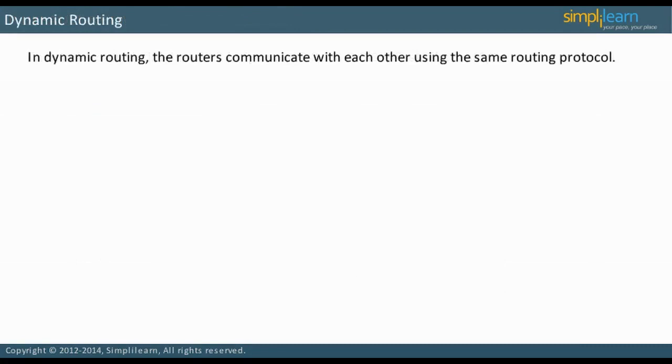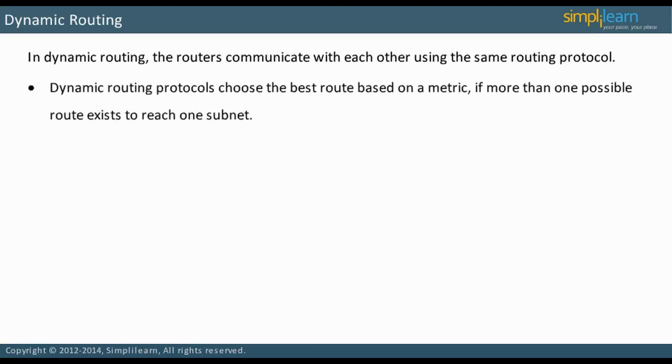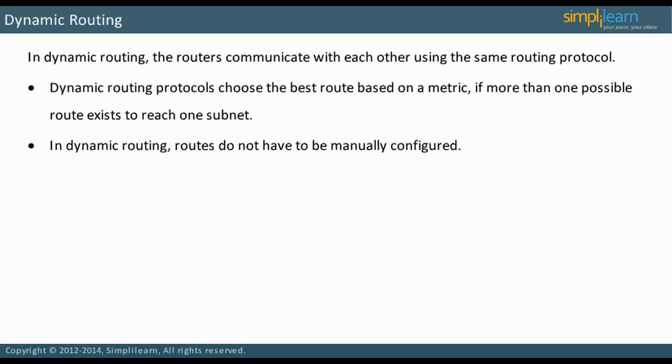Let us discuss dynamic routing in the next slide. In dynamic routing, routers learn about routes from neighboring routers. The routers communicate with each other using the same routing protocol. They update each other with routing information. If more than one possible route exists to reach one subnet, dynamic routing protocols choose the best route based on a metric. This route or routes are entered into the routing table. If a change in the network happens, routers update each other on the change. The advantage of dynamic routing is that routers learn the routes.